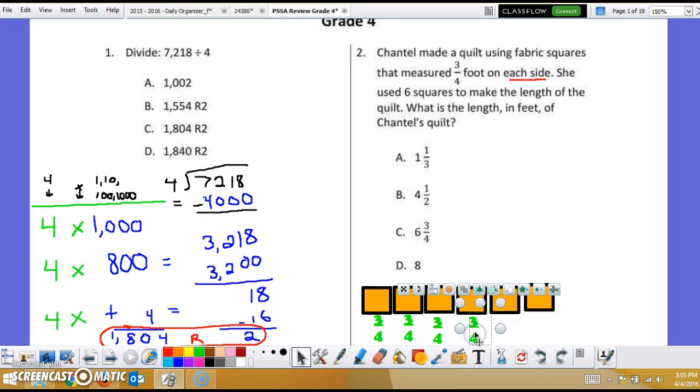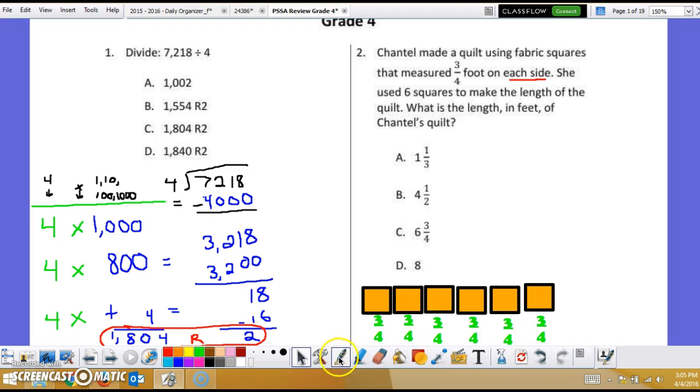And I need 2 more. And then I'm ready to add the length. Let's go back into the question. She used 6 squares to make the length of the quilt. 1, 2, 3, 4, 5, 6. What is the length in feet of Chantel's quilt?